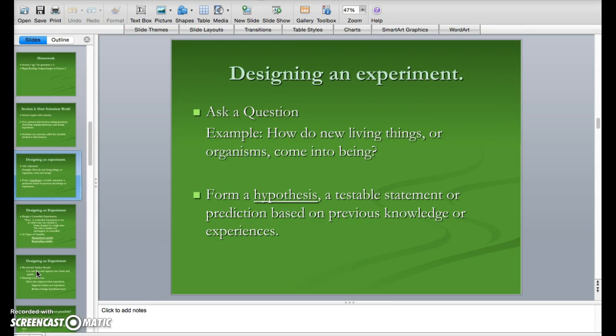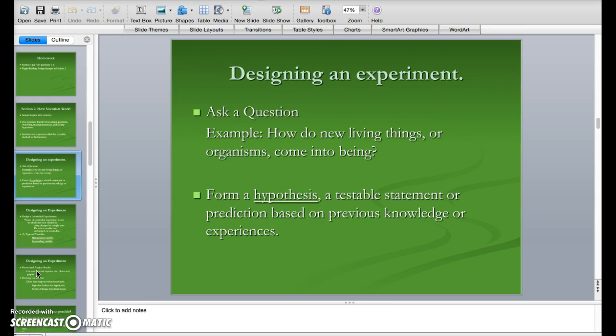So what does it mean to ask a question? Well, in your textbook, there is an experimental design written up concerning Redi's experiment. And basically what Francesco Redi suggested was, how do new living things or organisms come into being? Well, that is a question that he was wanting to know the answer to. So does life just spontaneously occur, meaning it occurs out of nowhere, or does life come from other living things?